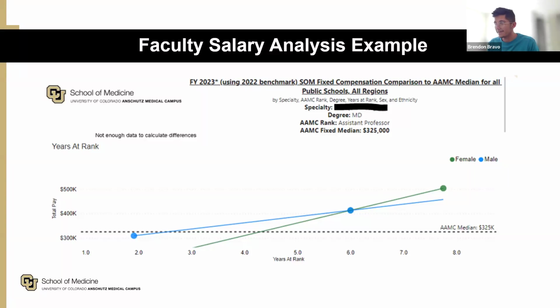This is a graph from the Power BI AAMC report. If we're looking at the blue line here, we can see that the male with about 2 years of experience is making less than the male with about 6 years. And the same with the green line, which looks like it's female. The female with 3 years of experience is making less than a female with about 8 years of experience. So this is a good way to start to see if maybe there are some inequities. Let's say someone was brought in with 2 years of experience and they're a lot higher than someone with six. So it's a good starting point to see where there might be some issues.